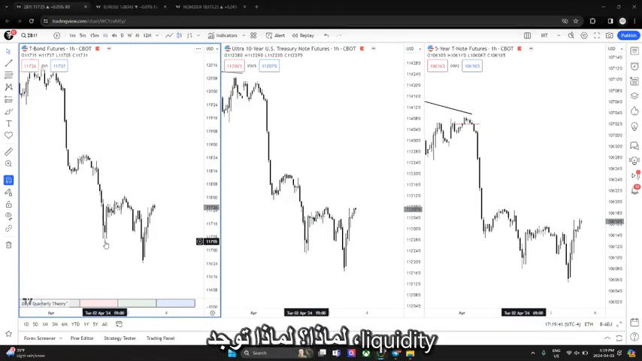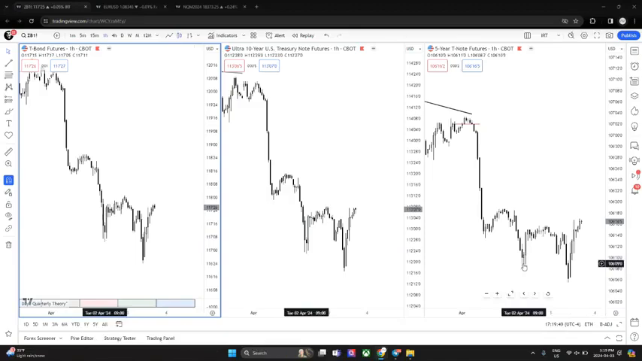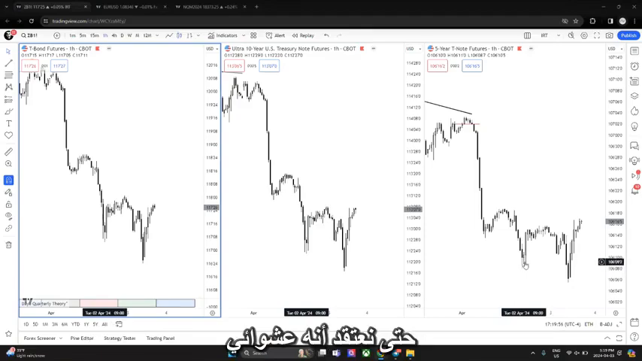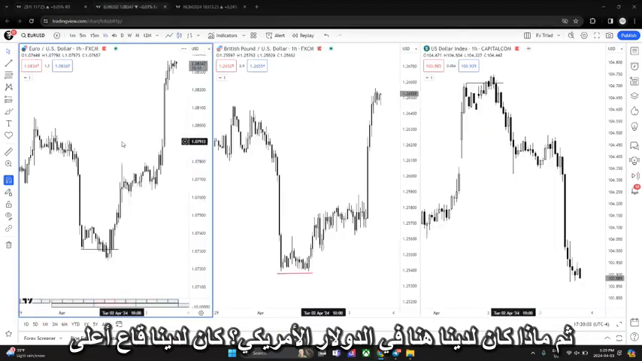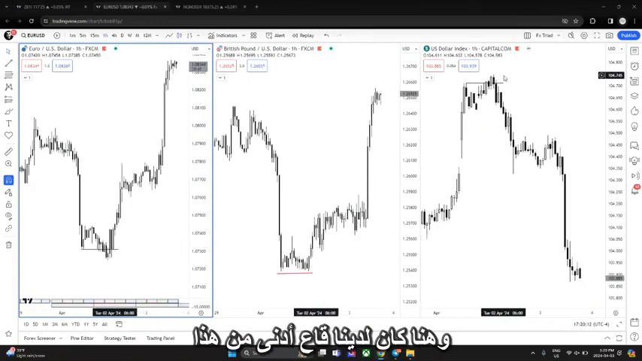Why is there liquidity? This low was formed different from this one. It's not random. It looks random. They made it so that we would believe that it's random, but it's not. Then what did we have here? In the US dollar, we had a higher low than this one. Here we had a higher low than this one. And here we had a lower low than this one.